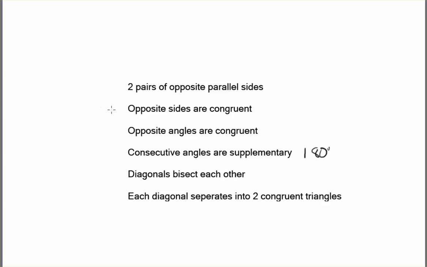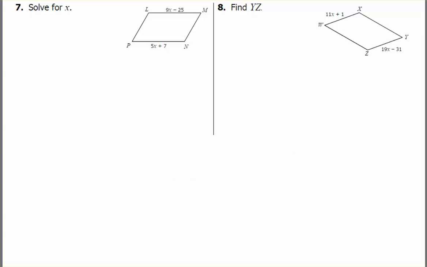So the ones that are the most important to know are these four right here. Those are the ones we're going to use the most often. So let's start with number 7. So number 7, if you look, it's talking about our sides here.